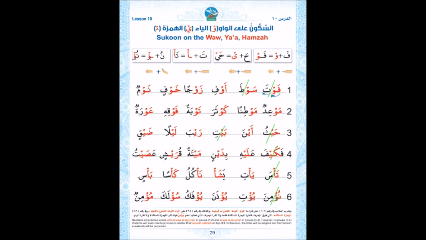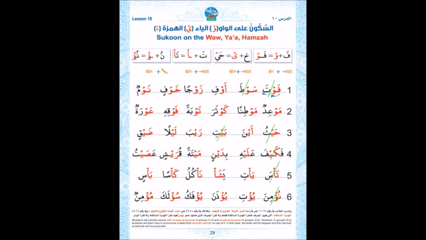If they are older, we can explain the origin of this rule, or for younger students, we can just have them memorize the rule to ignore the waw with hamza on top and just pronounce the hamza with sukun.